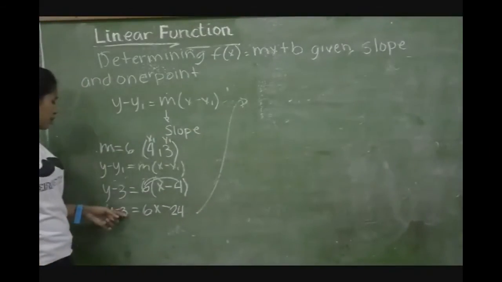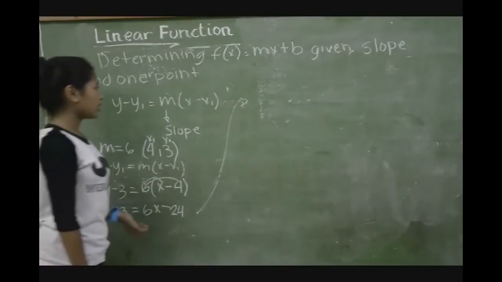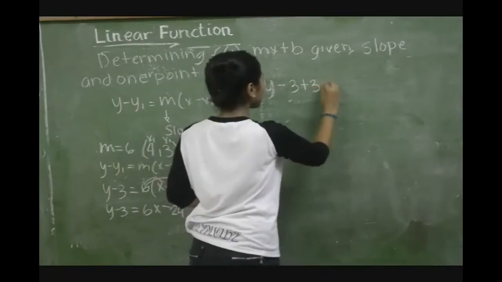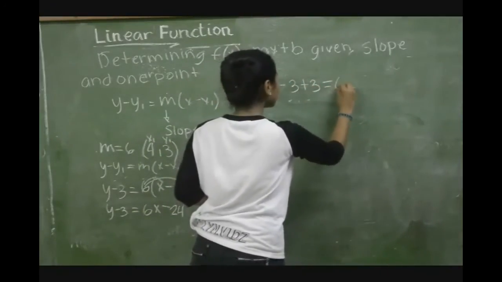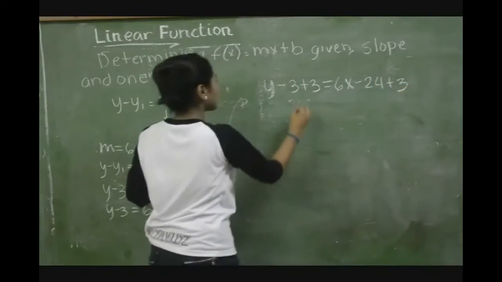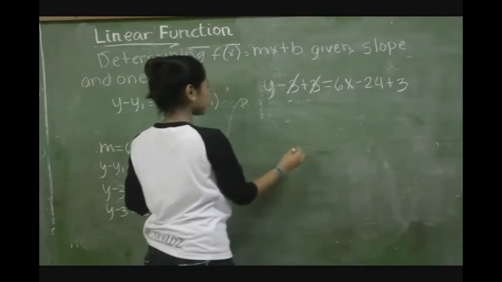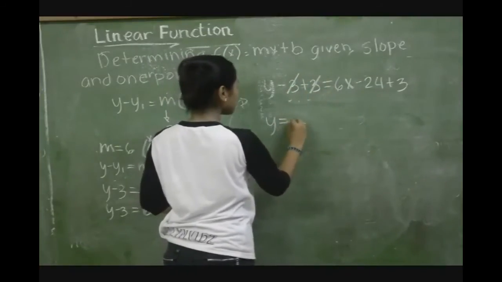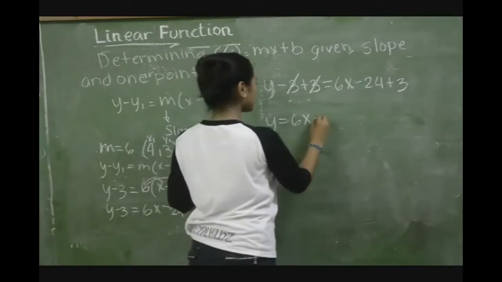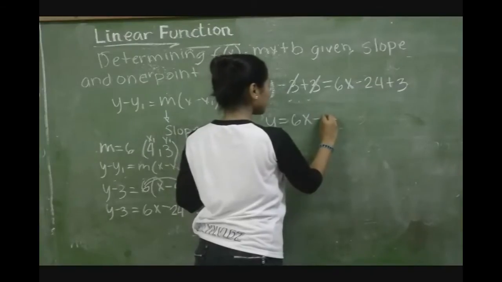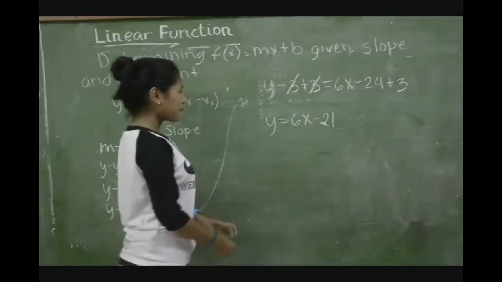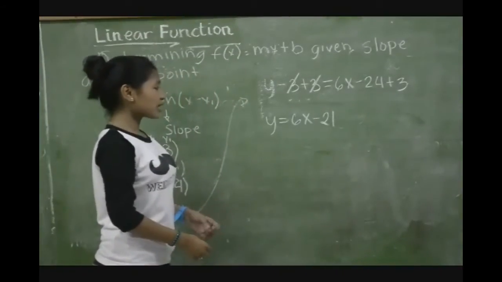To remove negative 3, we add 3 to both sides. Y minus 3 plus 3 is equal to 6x minus 24 plus 3. Cancel, answer: y is equal to 6x. Negative 24 plus 3 is equal to negative 21. And this is the final answer: y is equal to 6x minus 21.